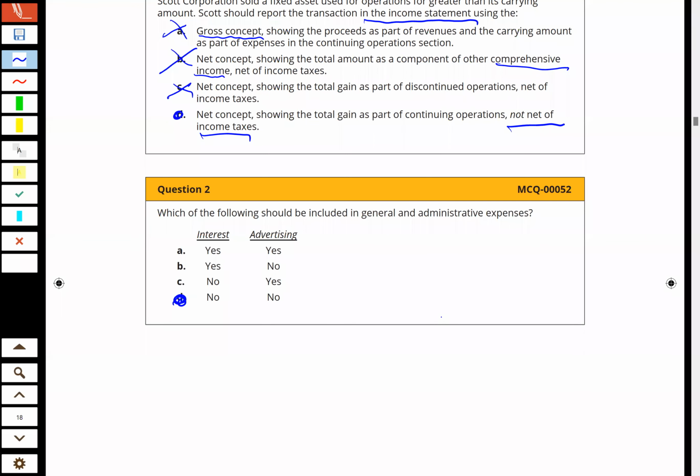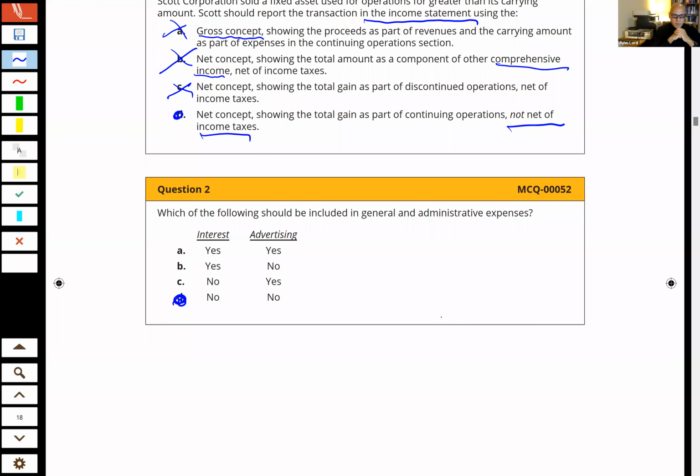Well, for advertising, we've already pre-identified it as a selling expense. So it would go into that bucket. So it would almost exclude it from the G&A bucket. Right, so that would also be a no, right? Correct. Okay, good. So far I've heard from the people that got the answer right. I'd like to hear from the 68% of the people that got the answer wrong.